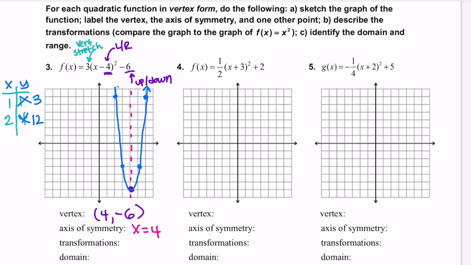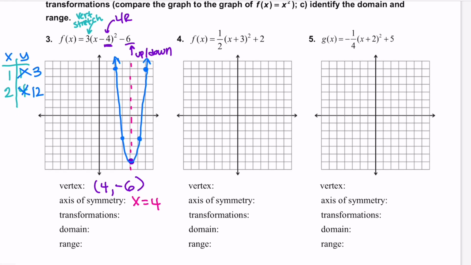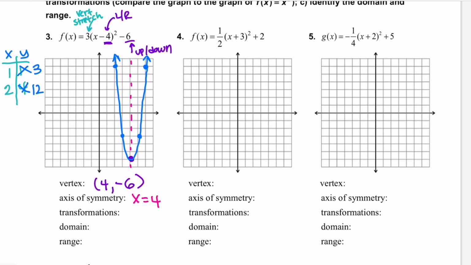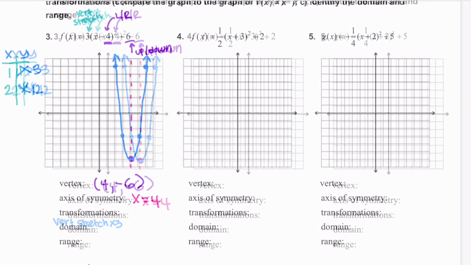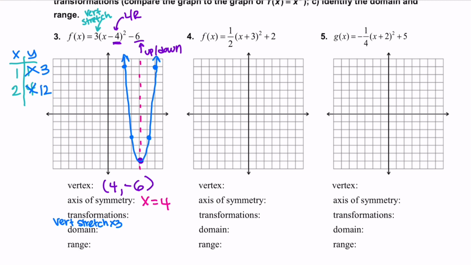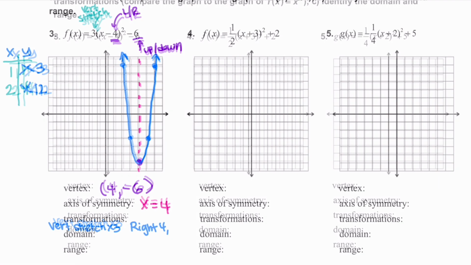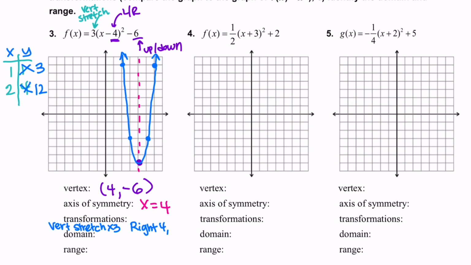You can put the arrows on the ends to make sure that you know that they go on forever. And then we're going to talk transformations. Well, we look at the equation and we always want to just go left to right. We have this vertical stretch by 3. This -4 has to do with the left and right. We went to the right 4, and then this -6 had us go down 6.